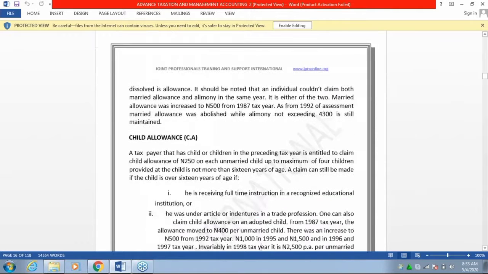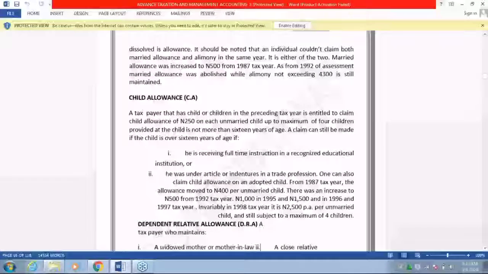Now, there is what we call children allowance. The taxpayer that has children or a child in the preceding tax year is entitled to claim a child allowance of 250 naira on each unmarried child. Are you getting it? Up to the maximum of 4 children. That is somebody that has given birth, from day one, the first 2 months, 3 months, to a child that has not even attained the puberty age of getting married. So he has the opportunity to be given the child allowance.